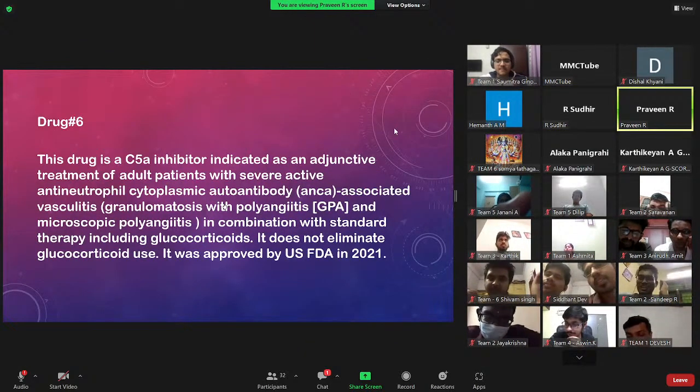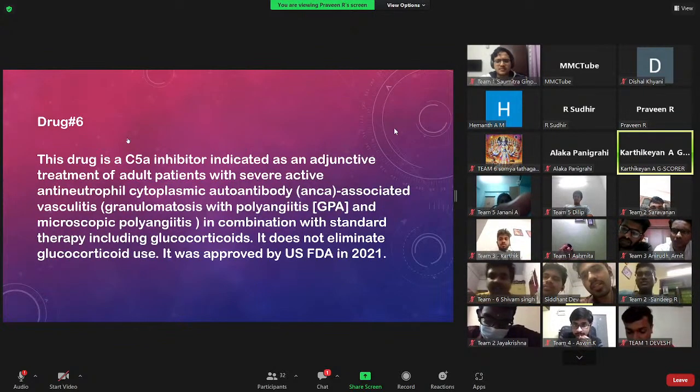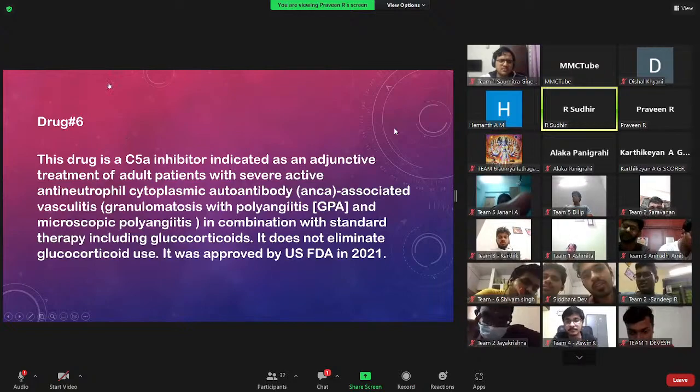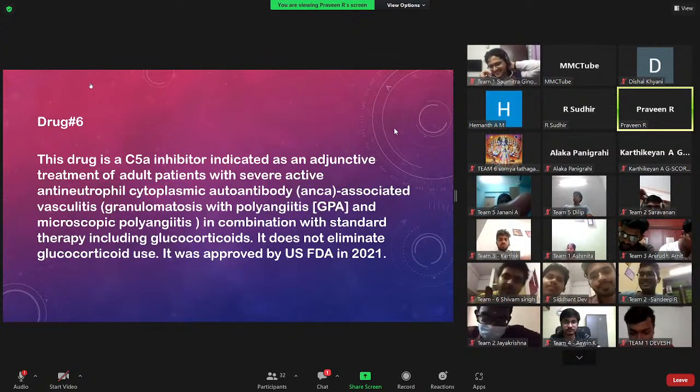Shall I move to the next part? Yeah. Did we also get the point for that? Because Tavneos is the trade name. No, we can't. Avacopan is the name. We can't give for any other names. Fine. I'll go for the diagnostics part.